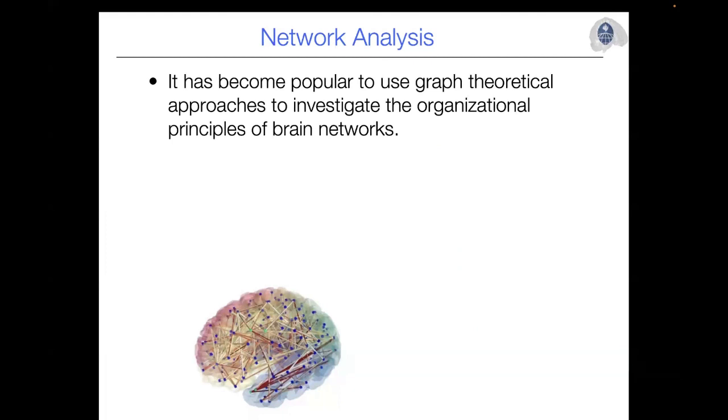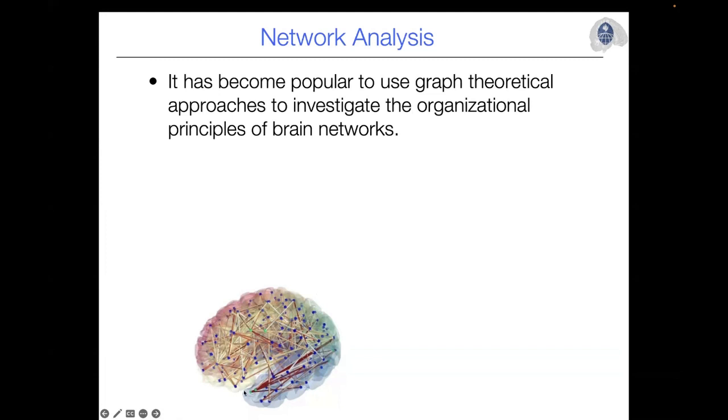matrix method, and I get a connectivity matrix that looks like this. What can I really say about this? This is a mess, right? There's a lot of different connections here, but it's very hard to interpret these findings, right?